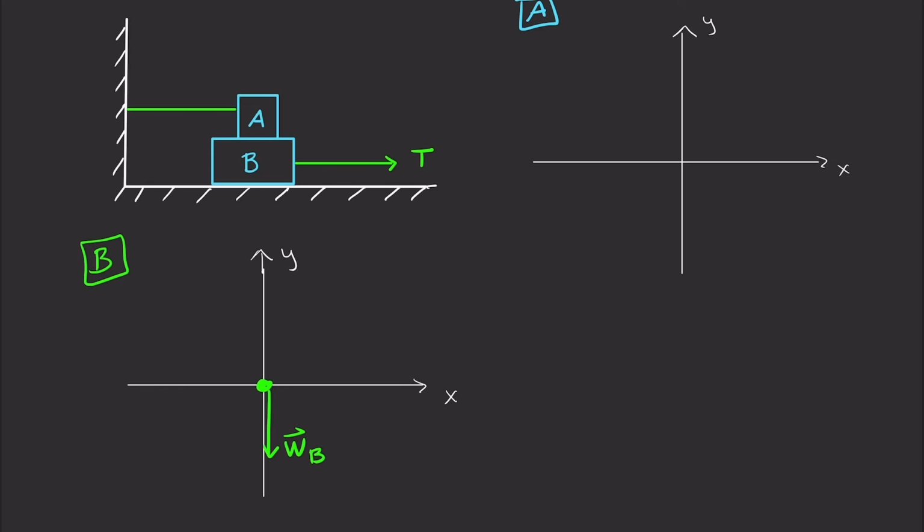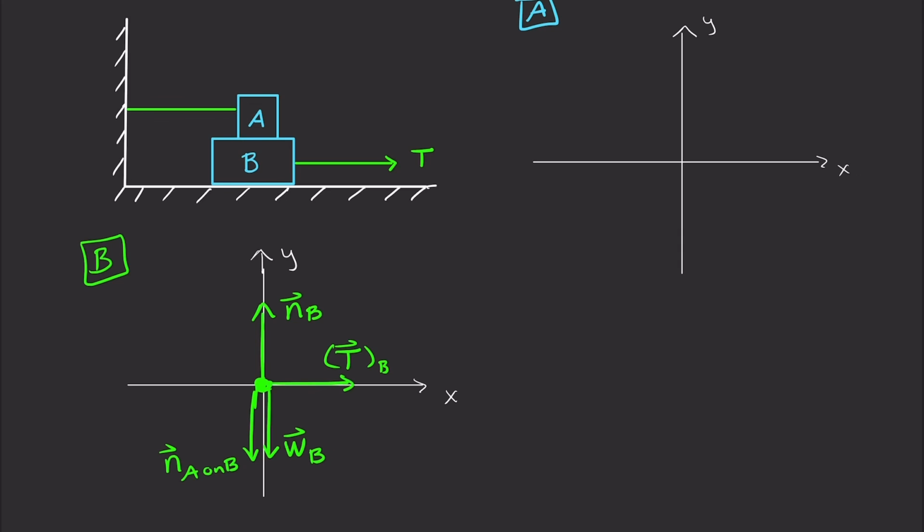And then it also has object A pushing down on it from the top. So that's going to be another normal force from the surface of object A. And I'll call this the normal force of A on B. And then we have our tension force pulling object B to the right. So it's just the tension on B. There's a normal force from the surface keeping B from going through it. So this is just the normal force on B.